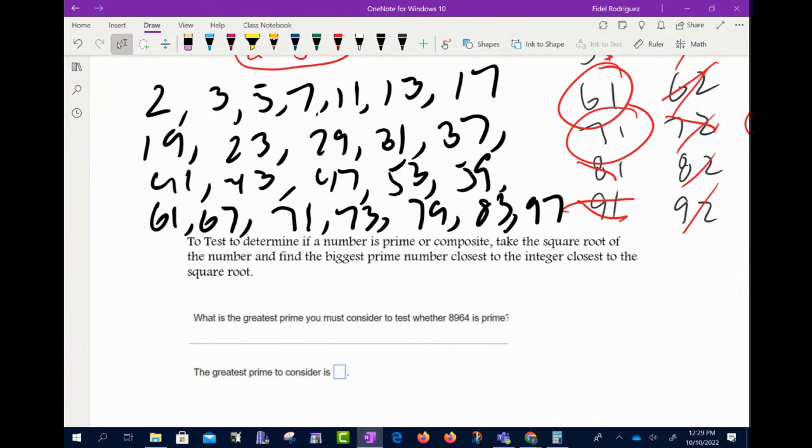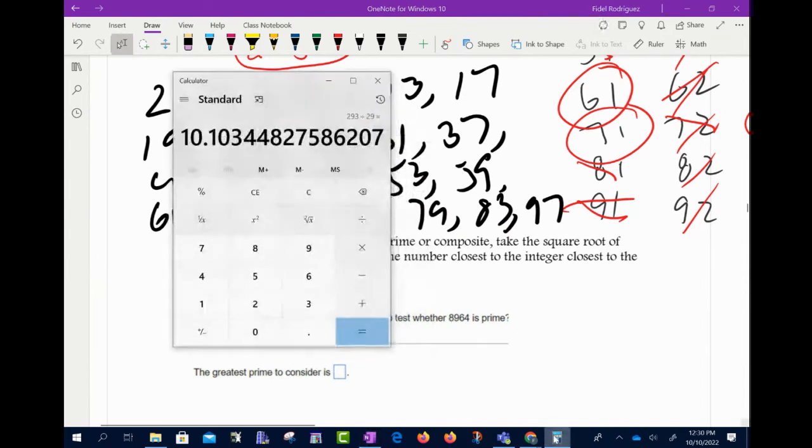Okay, but the reason I wanted to do that is the next problem here. It says to test to determine if a number is prime or composite, take the square root of the number and find the biggest prime number closest to the integer closest to the square root. Okay, let's see what that means. So look, guys, it says, what's the greatest prime you must consider to test whether 8,964 is prime?